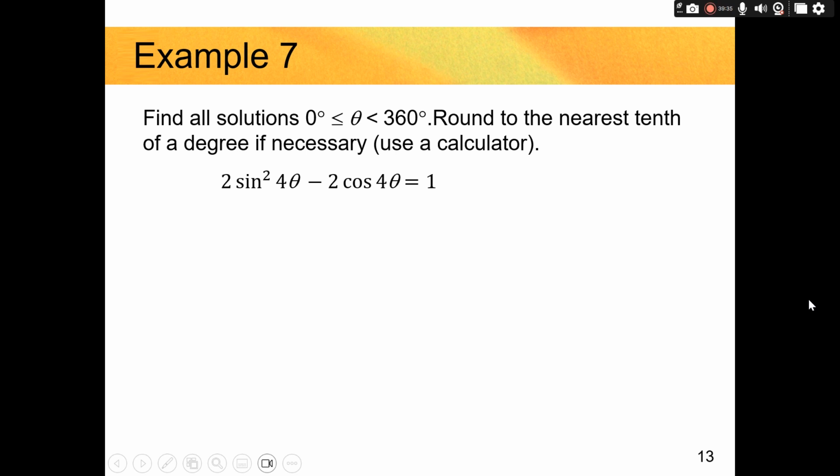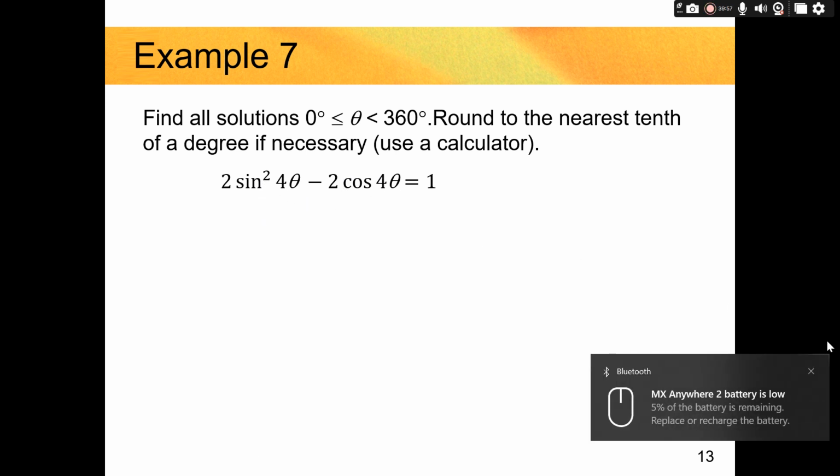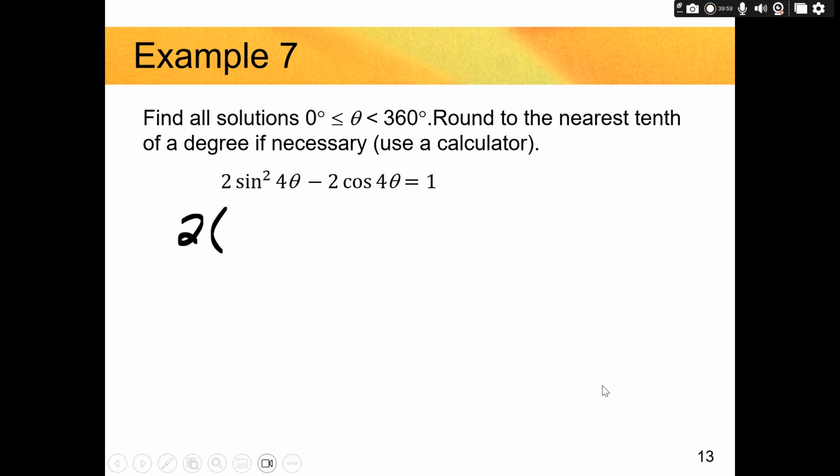So 2 sine squared 4 theta this time, minus 2 cosine 4 theta. So what's your linear form? Which trig is the linear form? Cosine is your linear form, right? It's the one that actually has cosine, not squared or anything. So we're going to have to change this guy into cosine. And my mouse is dying. We're going to go faster.